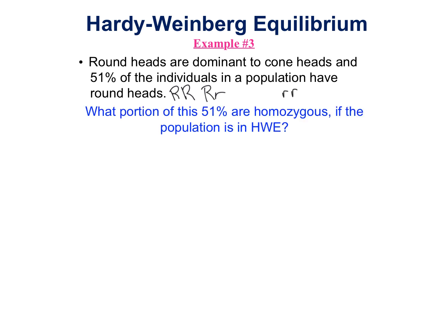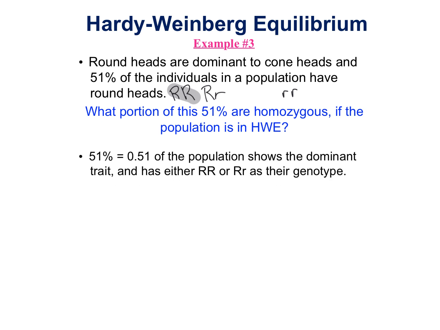So we want to know what portion of this 51% are homozygous if the population is in Hardy-Weinberg equilibrium. So we're trying to determine what percent of them are this big R, big R. So as we said, we have 51%. That means that 0.51 of the population shows the dominant trait.